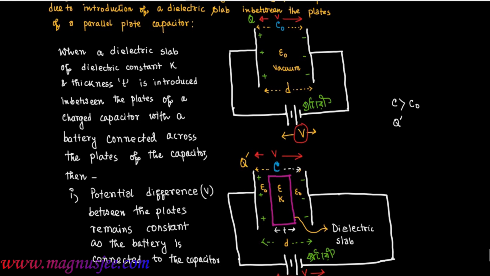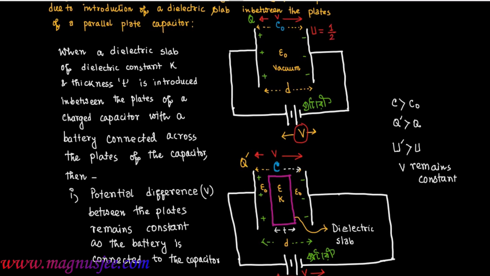Q prime is the final charge on the plate with the dielectric slab, and here C is greater than C0, Q prime is greater than Q, U prime is greater than U, but the potential difference V remains constant. Capacitance increases, charge increases, and energy also increases, but V remains constant in this case.